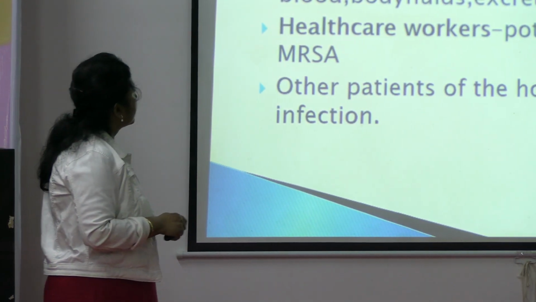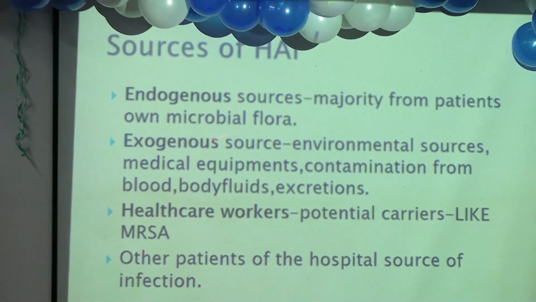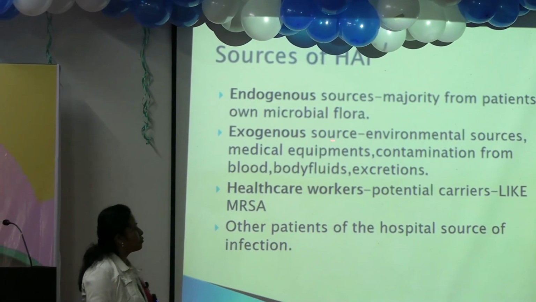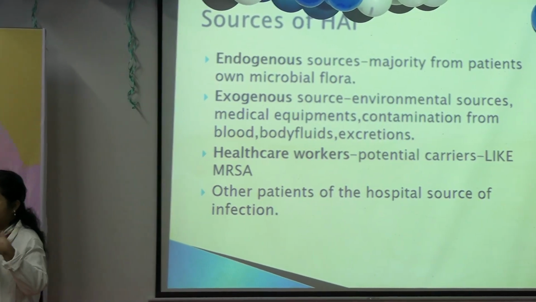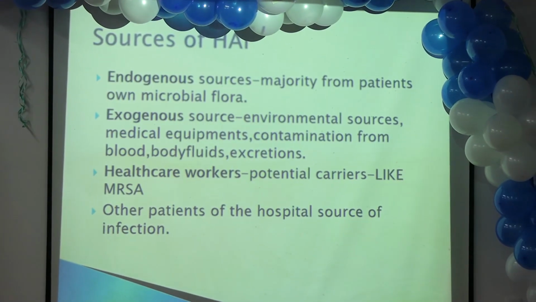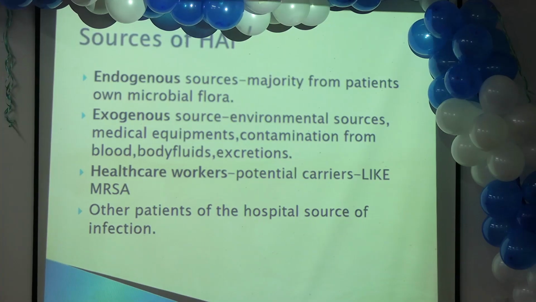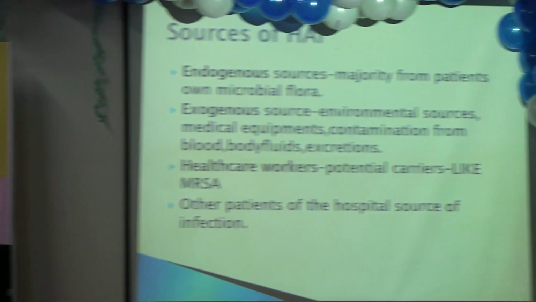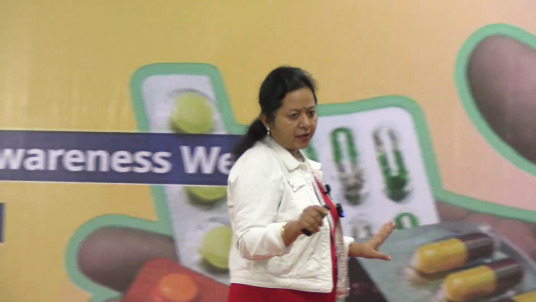Next is sources of HAI. They also ask you, what are the different sources of HAI? We have endogenous sources and exogenous sources. Endogenous is the majority, from the patient's own microbial flora. Now you understand this. Endo means inside, exo means outside, right? So endogenous means from the patient's own microbial flora. We all have microbial flora. We have GI flora, vaginal flora, skin flora. These are all commensals. They are staying in our body and not causing any harm.